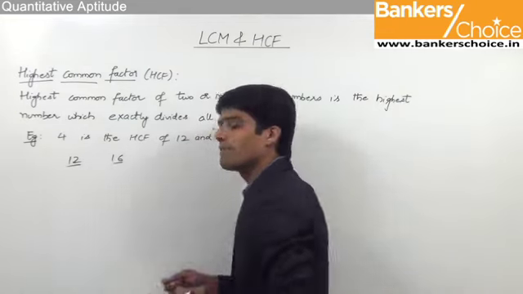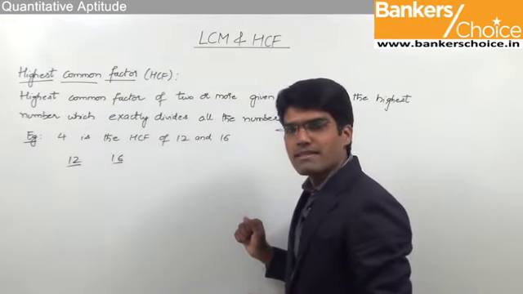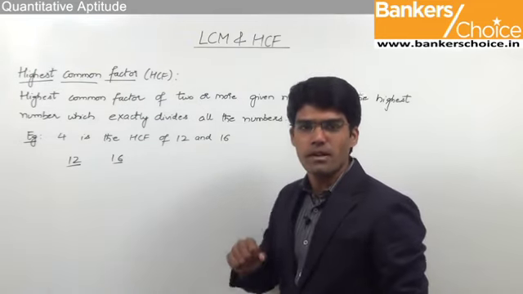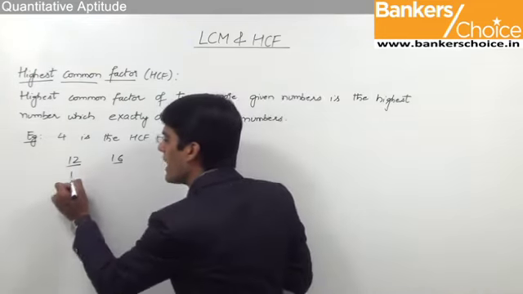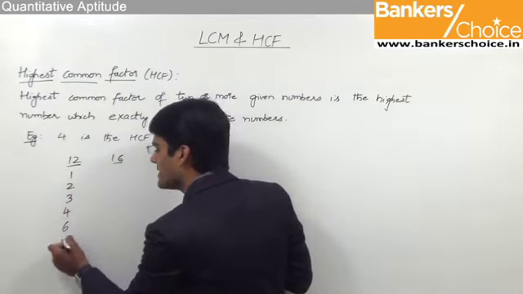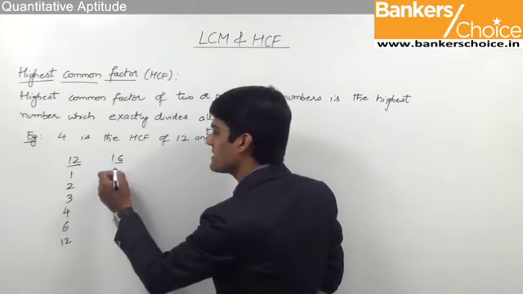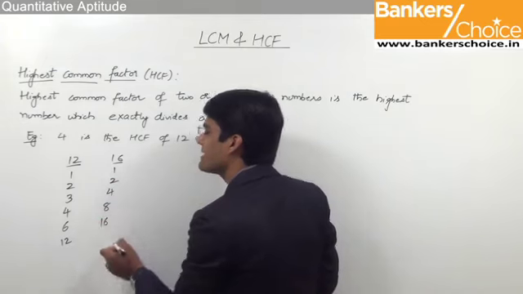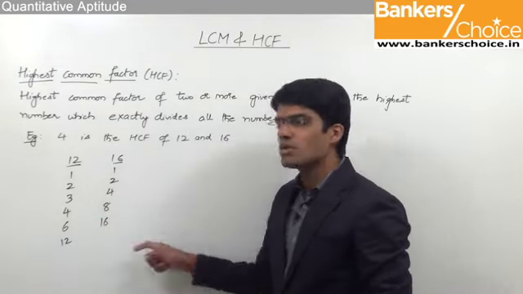The given numbers here are 12 and 16. So let us find out the factors of these two numbers. As discussed earlier, the factors are those numbers which can exactly divide the given number. So the factors of 12 would be 1, 2, 3, 4, 6 and 12. Whereas the factors of 16 are 1, 2, 4, 8 and 16. So the factors of these two numbers have been obtained.